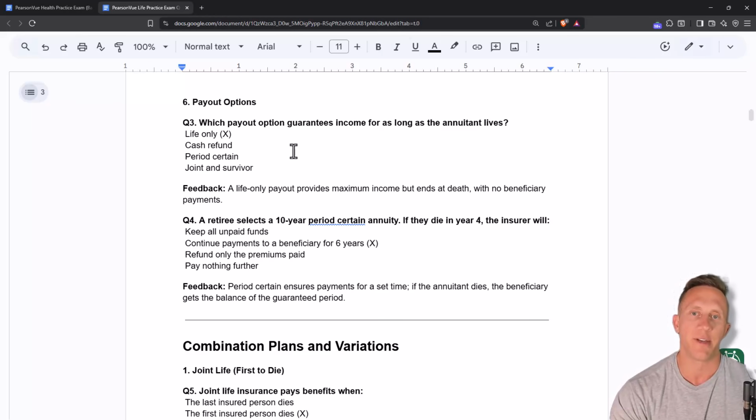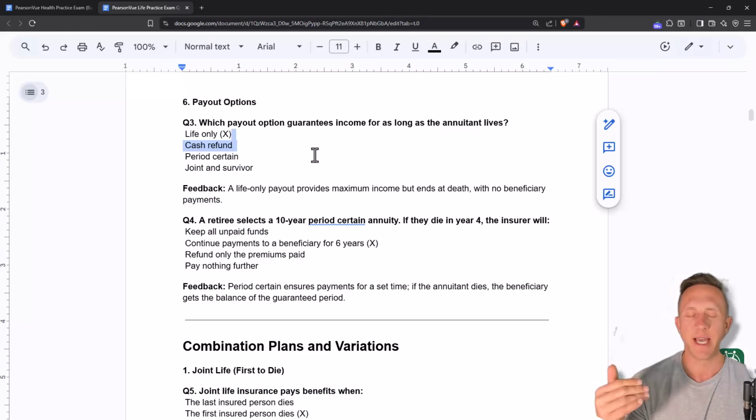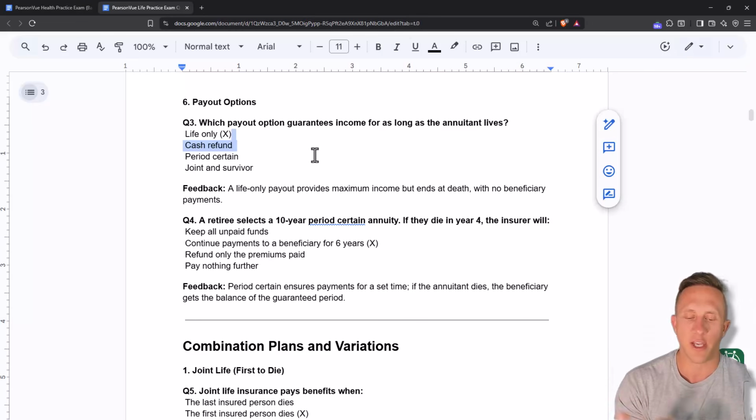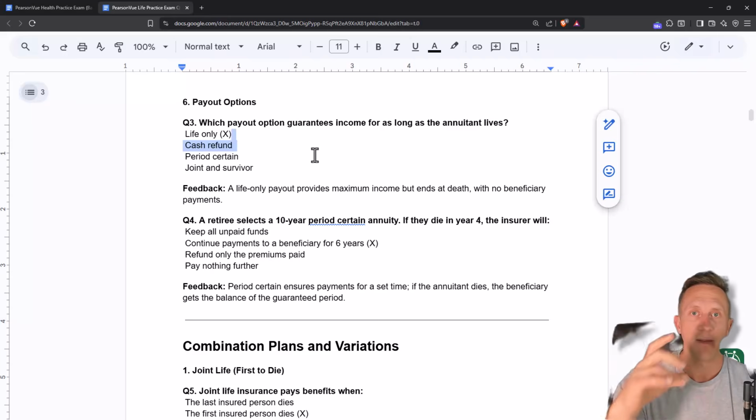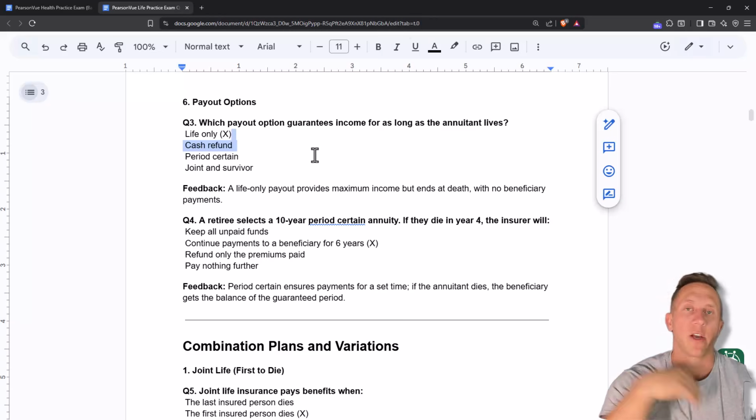Which payout option guarantees income for as long as the annuitant lives? So it's life only. Life only or straight life is another one they call it. Cash refund is not it. Cash refund is when they elect a cash refund option. That means that, say they paid $100,000 into the annuity during the accumulation phase, and in the annuity phase, say they've received $50,000 and then they die. The cash refund means that that additional $50,000 that they paid in that they haven't gotten paid back yet goes to the beneficiary.